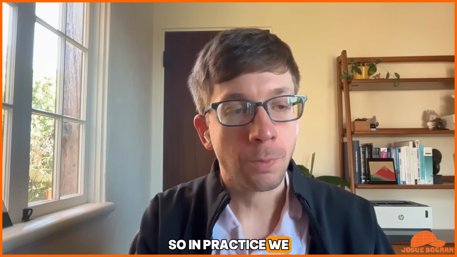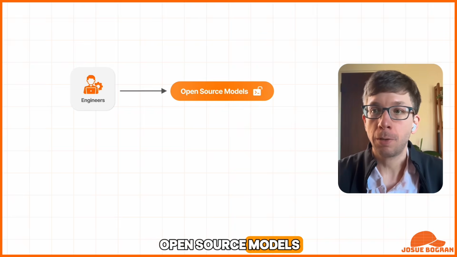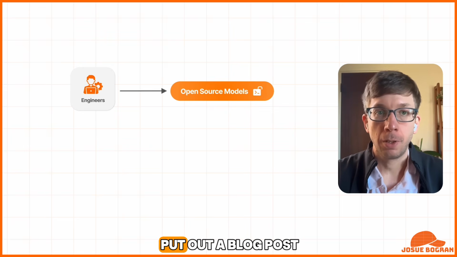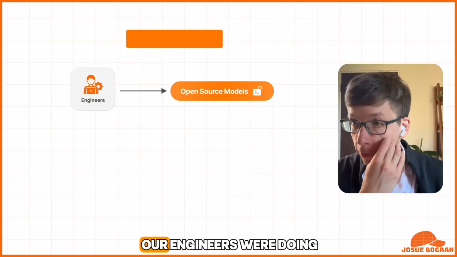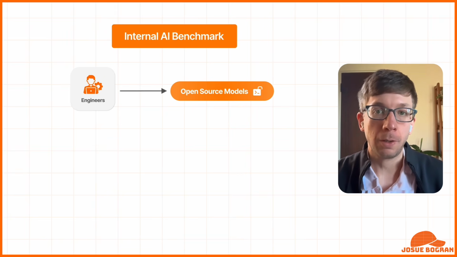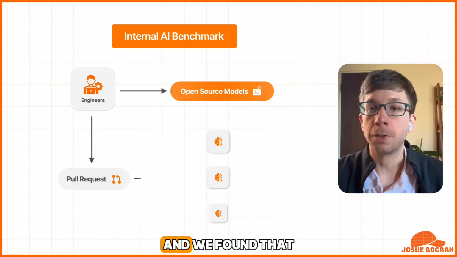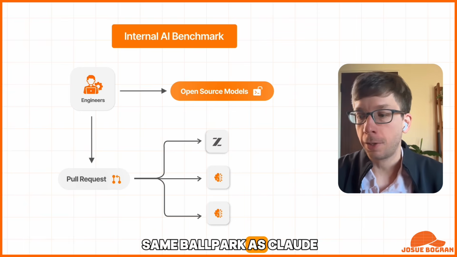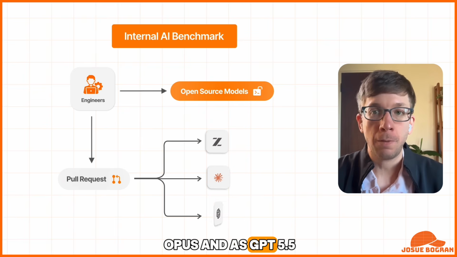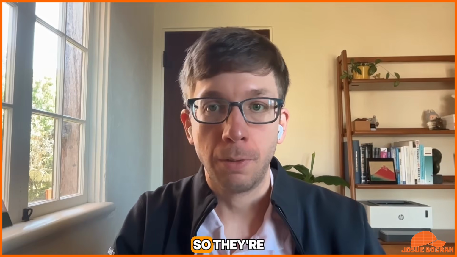So in practice, we actually have some engineers that are mostly using open source models to see how they work. And we actually put out a blog post just recently where we built a benchmark of internal tasks our engineers were doing, basically a pull request someone does, and tried to do them with different agents. And we found that GLM, for example, was up there, basically in the same ballpark as Claude Opus and GPT 5.5 and the latest top tier models in terms of success rate on our tasks. So they're becoming very competitive. People are using them.